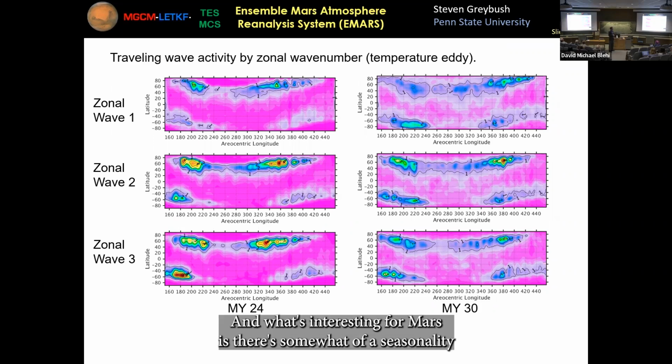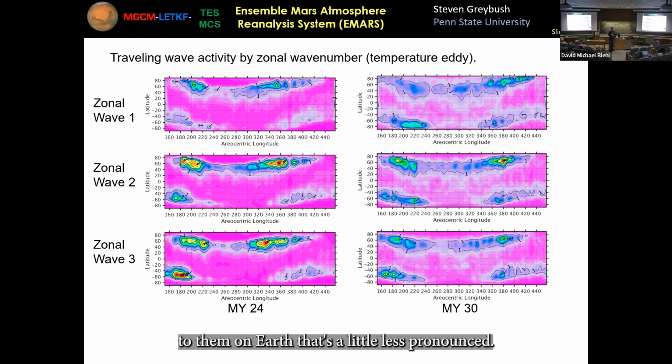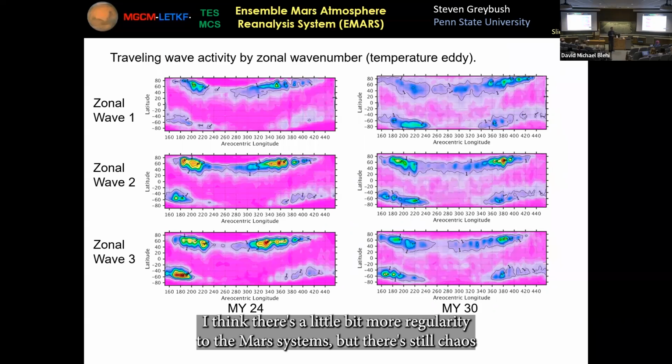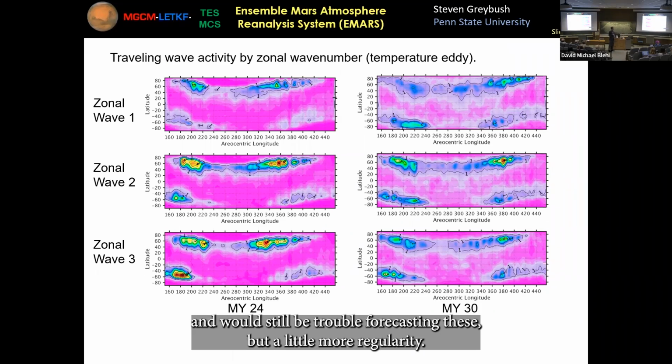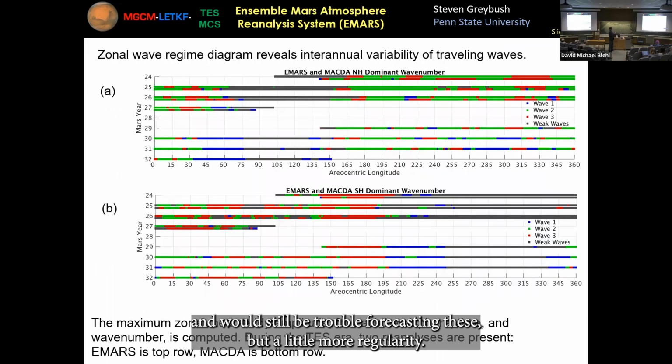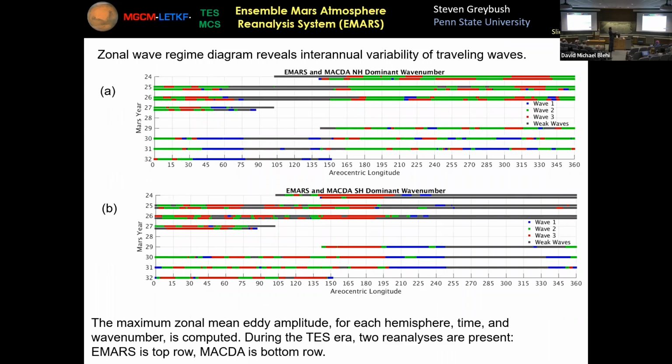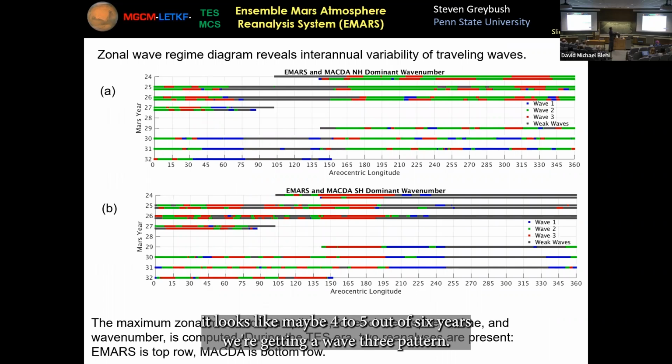And what's interesting for Mars is there's somewhat of a seasonality to this. On Earth, that's a little less pronounced. I think there's a little bit more regularity to the Mars systems, but there's still chaos and we would still have trouble forecasting these, but a little more regularity. And if we break these down by season here, these are different Mars years. Okay, we can see that, for example, at this time of year, it looks like maybe 4 to 5 out of 6 years, we're getting a wave 3 pattern.